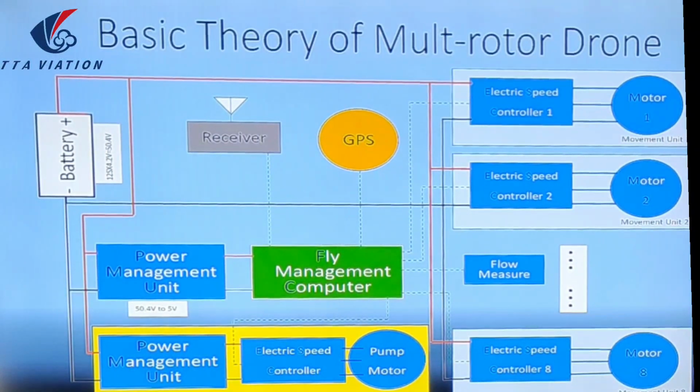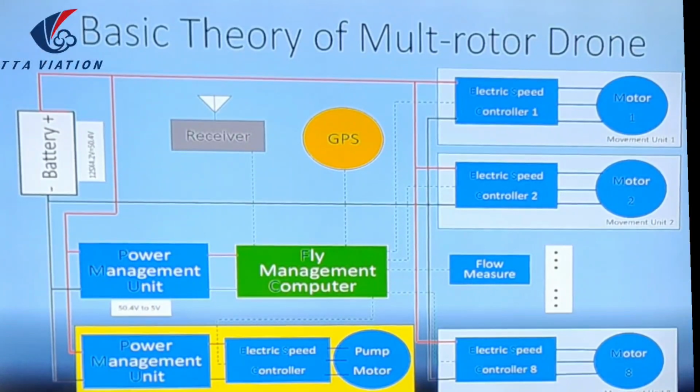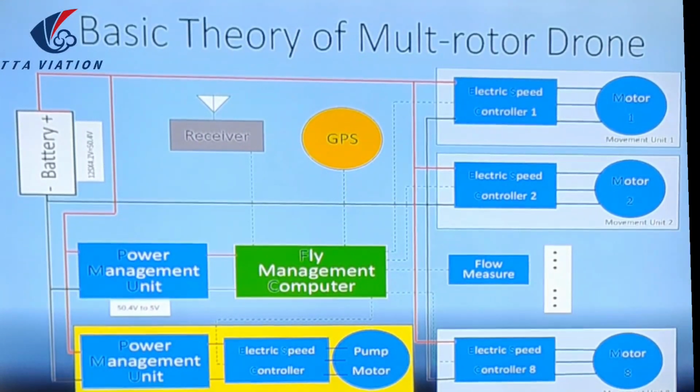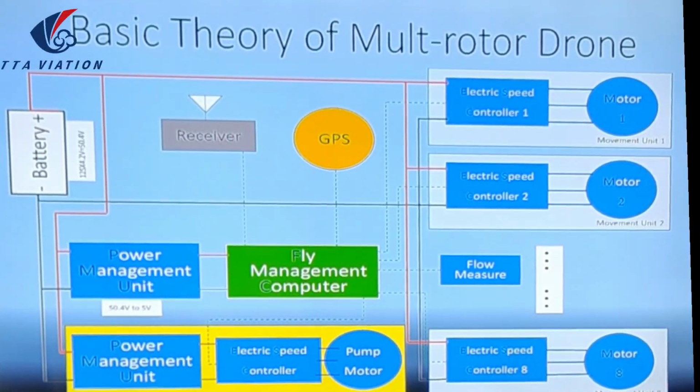Now almost all drones in use are driven by electric power. One movement unit contains one electric speed controller and one motor. This unit transforms the battery's energy to the propeller's lift. Then the drone can use the lift to fly in the air.